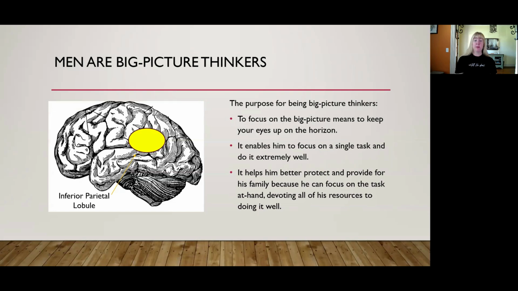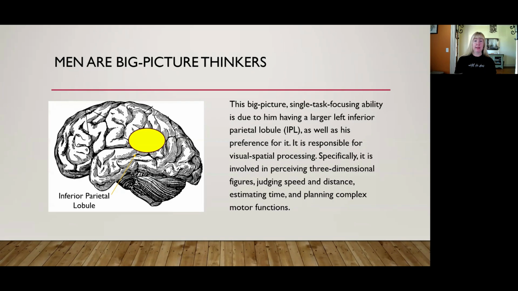This enables him to be better at protecting his wife and family and providing for his wife and family, because he's able to take in this information, process it quickly, make a decision, focus on what needs to be done, and get it done. He's able to devote all his resources to whatever the task is at hand. This big picture single task focusing ability is due to that larger left IPL and that asymmetry, that preference for it. And it is responsible for visual spatial processing.